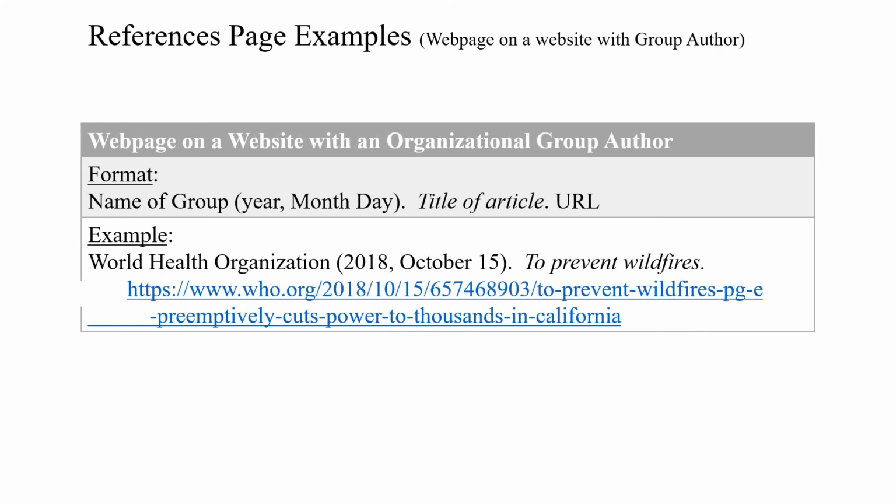This slide depicts a web page article with a group author. The main difference in format is in the author section. Instead of starting the reference with an individual author, the group author is placed in the author position. In this example, the website article was authored by the World Health Organization. Also, when the group author and website name are the same, you can omit restating the website name after the title.